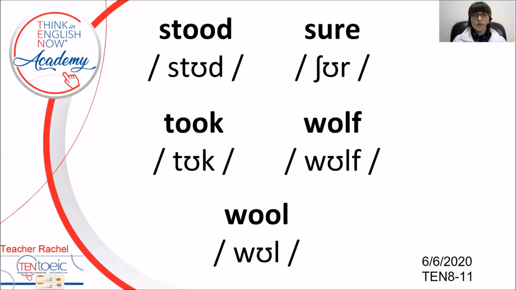Wool. This is the fabric or material, maybe to make sweaters or coats, and it comes from sheep. So it comes from sheep. That's called wool. It's very good for the cold.